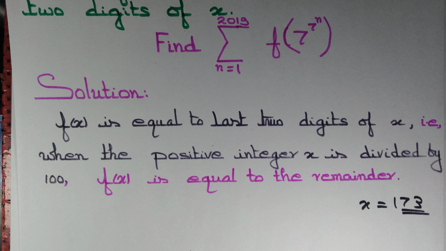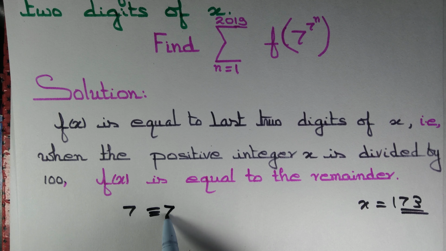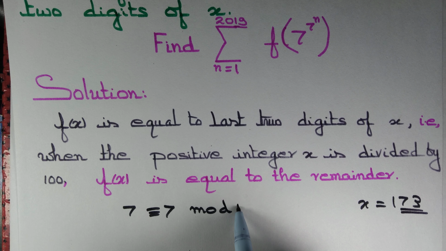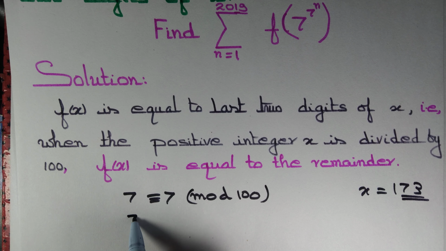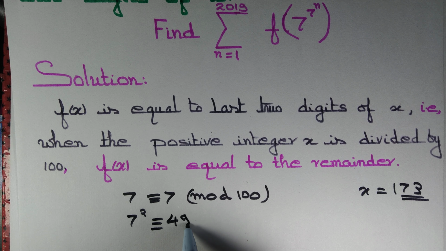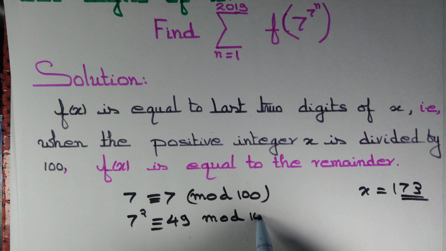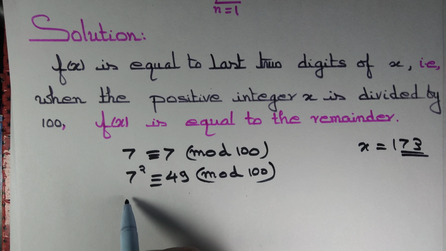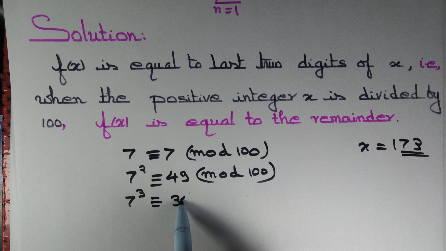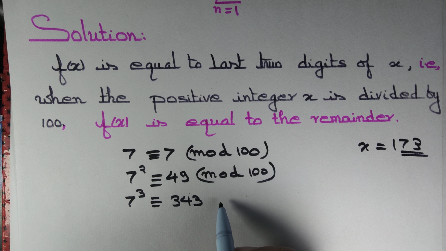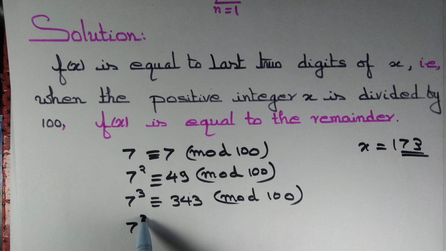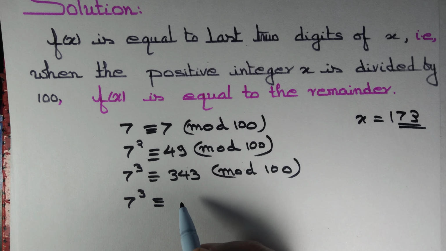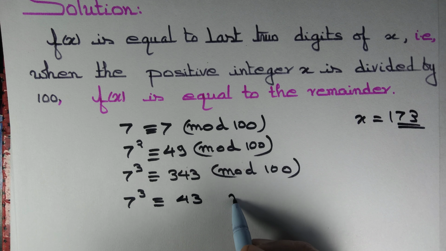So we want to find the remainder when 7^(7^n) is divided by 100. Observe that 7 is congruent to 7 mod 100. So the remainder when 7 is divided by 100 is just 7. What about 7 squared? That's congruent to 49 mod 100. Nothing great about it, just writing. Now what about 7 cubed? 7 cubed is 343, so 7 cubed is congruent to 43 mod 100. In other words, if you divide 7 cubed by 100, you get remainder 43.